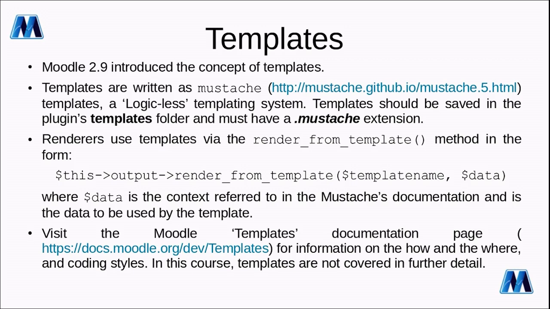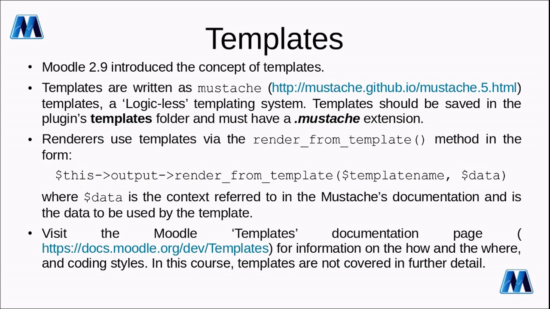The templates are written in Mustache, and there's a link there to Mustache, which is a logicless templating system. Templates should be saved in the plugin's templates folder and must have a .mustache extension. So renderers would use templates by calling the render_from_template method in the form like what is on the screen right now. So you'd call your template name and pass the data.